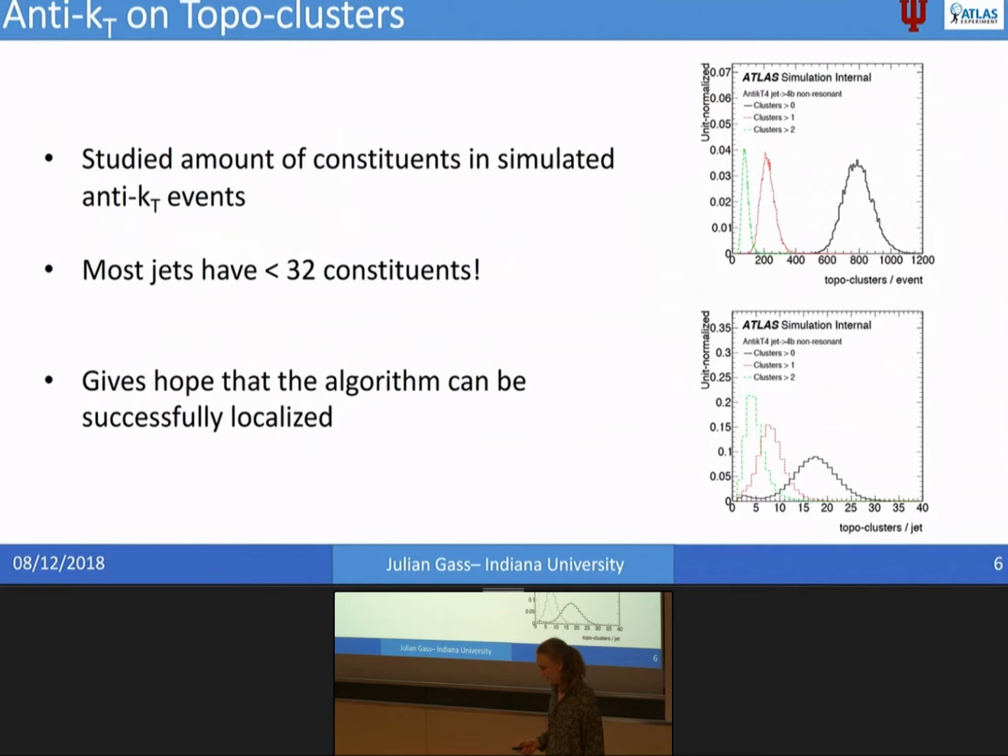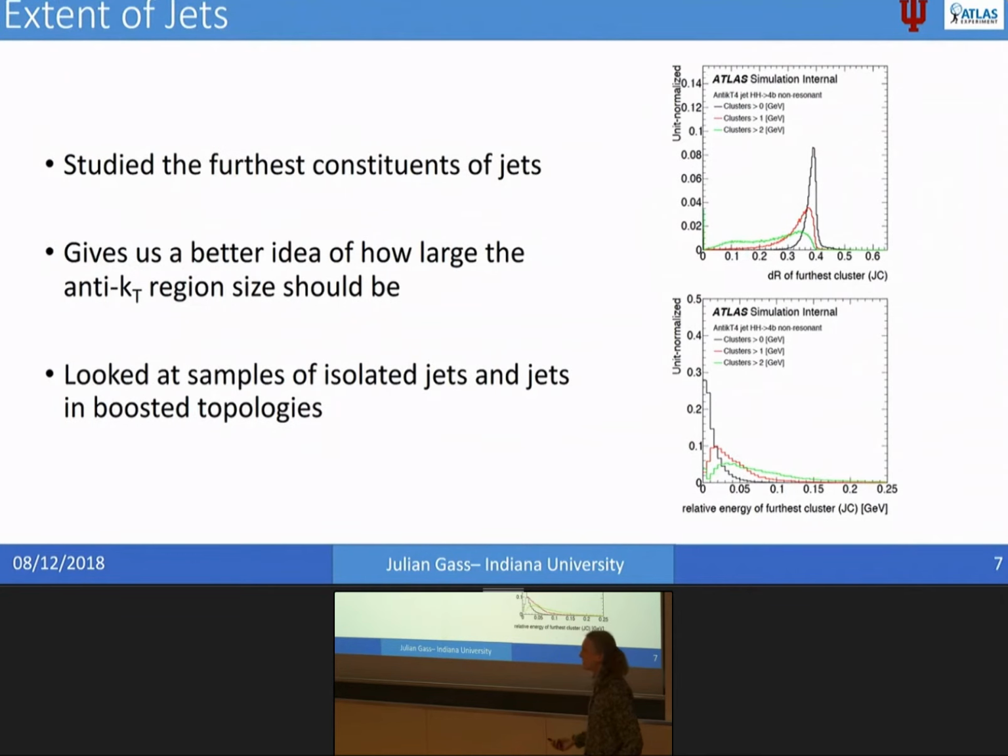So next, I started studying how large these region sizes should be where we will be running the localized algorithm. These are a couple of the most intriguing graphs that I found. I studied the extent of the jets, which basically means I would look at each jet and compare it to the furthest particle that belonged to that jet that the calorimeter saw. And the distance from the jet center to the furthest cluster, you can see from the top graph, is pretty much always around 0.4, which is what we'd expect, because 0.4 is the pseudo jet radius that is set by the algorithm.